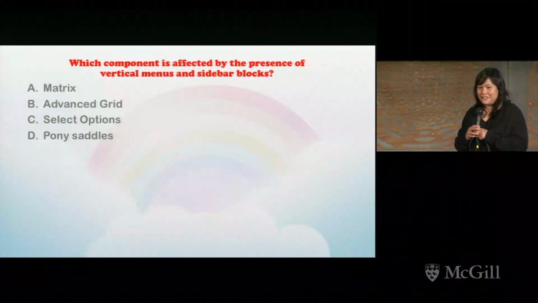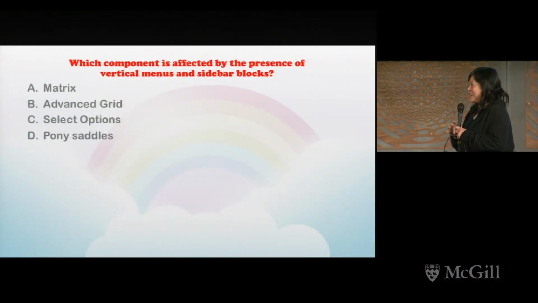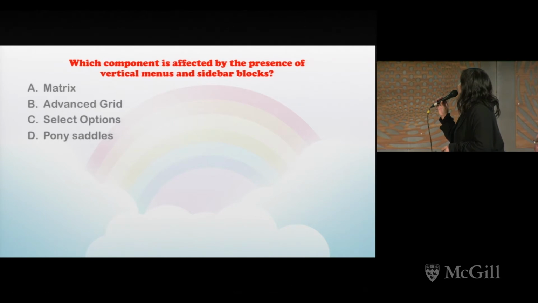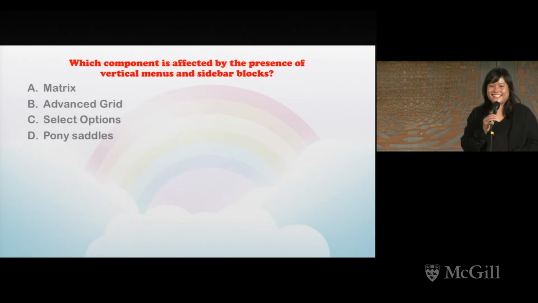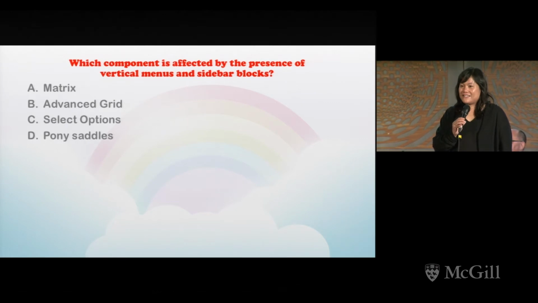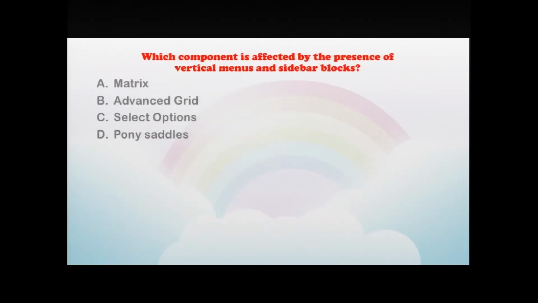And we're going to open the polling now for people to participate. The first question is a toughie, so I'll put our thinking caps on. Which component is affected by the presence of vertical menus and sidebar blocks? Is it A, the matrix, B, the advanced grid, C, select options, or D, pony saddles? So enter your answers in and give you a few seconds. Okay, we'll close the polling in 5, 4, 3, 2, 1, and see how you did.